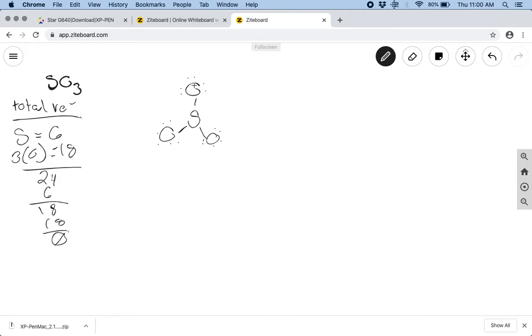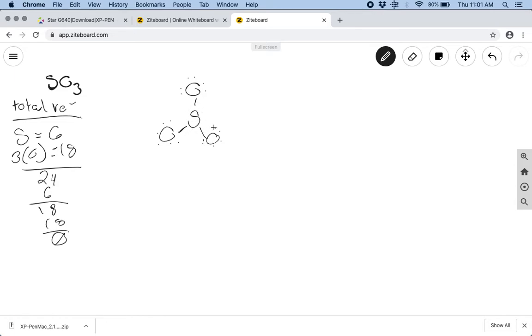When I have oxygen that only has one bond and 3 lone pairs, we know that this is not really how oxygen likes to be bound. We know oxygen likes to be bound with 2 bonds and 2 lone pairs. So each of these oxygens as they're drawn now would have a -1 charge on it. So this would be SO3 with 3 minus charges on it.